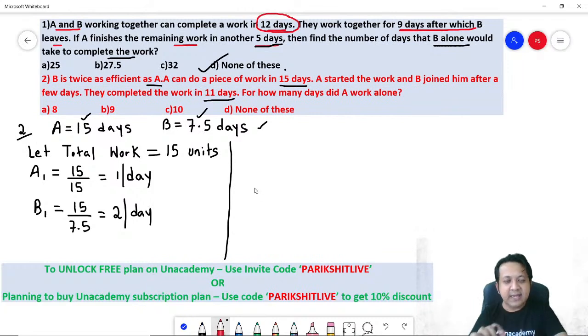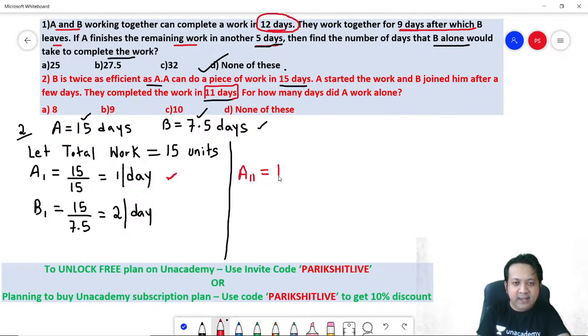Now think about it. A works from the start to the end, okay? And B joins him after some days. I don't know how many days, but he joins him after some days. Why don't you think about it? Because you know what? A has worked for the entire duration. What was the entire duration? 11 days. So A in 11 days, how much of the work does he do?